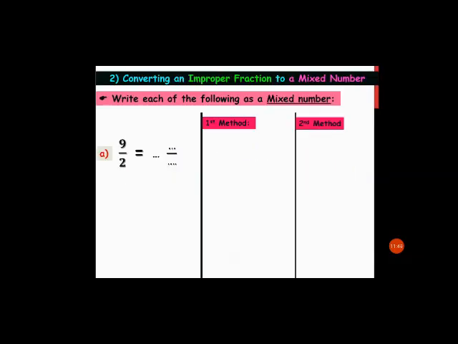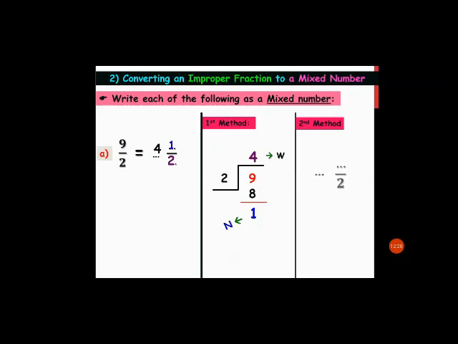Now let's practice using the two ways. 9 over 2. Please transform this improper fraction into a mixed number. First of all, you have to put the denominator as it is. So first I put the 2 as it is. Then my work will be on the whole number and numerator. So I'm going to divide 9 by 2. 2 times what gives you a number near 9? 2 times 4 equals 8. 9 minus 8 equals 1. So the remainder will be put in the numerator, and 4 will be put as the whole number.